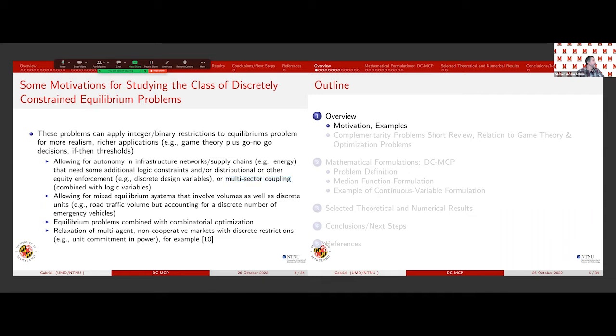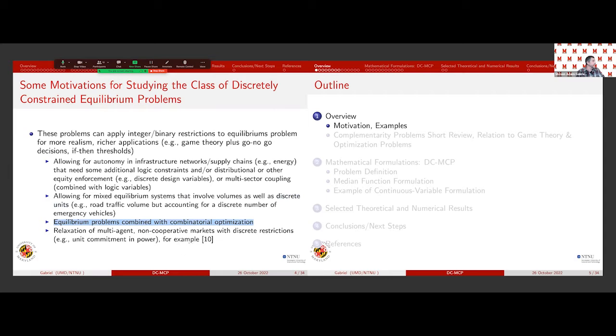So it's also useful for allowing equilibrium systems that involve volumes, which are generally fractional or continuous values, combined with discrete values. So you might have some traffic, if we go back to that one, some traffic which is in volume, and then some very specific emergency vehicles. So it's a mixture of continuous and discrete. You can combine equilibrium problems with combinatorial optimization problems. We haven't done that yet, but that seems a lot harder to do.